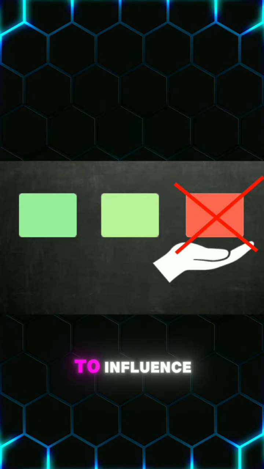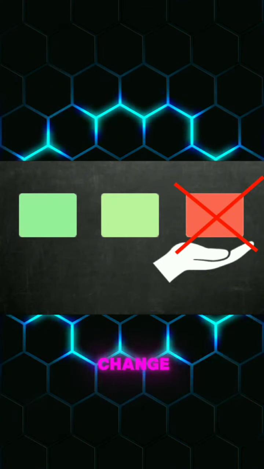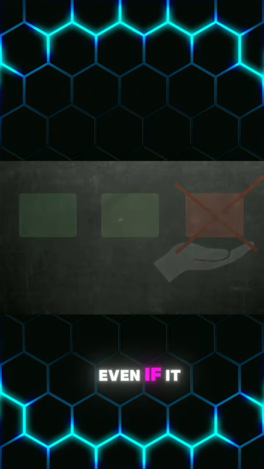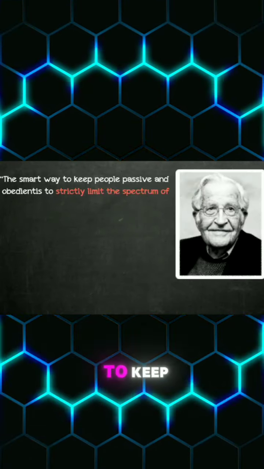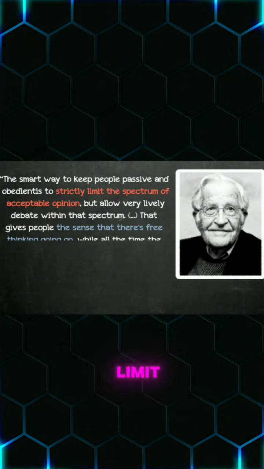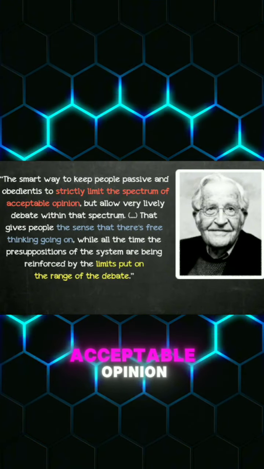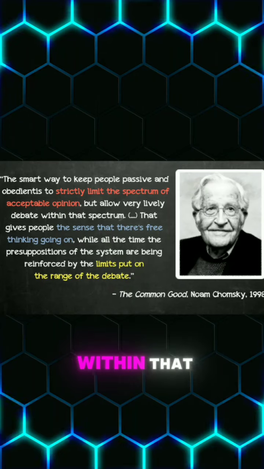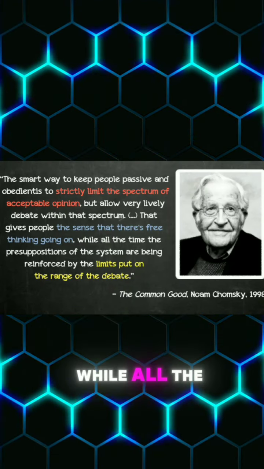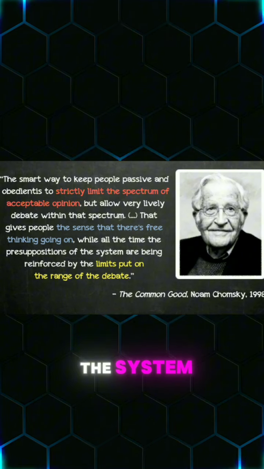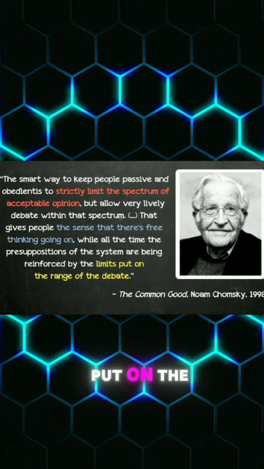Those who want to influence society will also likely try to change the size of the window, even if it means shrinking it. As Noam Chomsky puts it, the smart way to keep people passive and obedient is to strictly limit the spectrum of acceptable opinion, but allow very lively debate within that spectrum. That gives people the sense that there's free thinking going on, while all the time the presuppositions of the system are being reinforced by the limits put on the range of the debate.